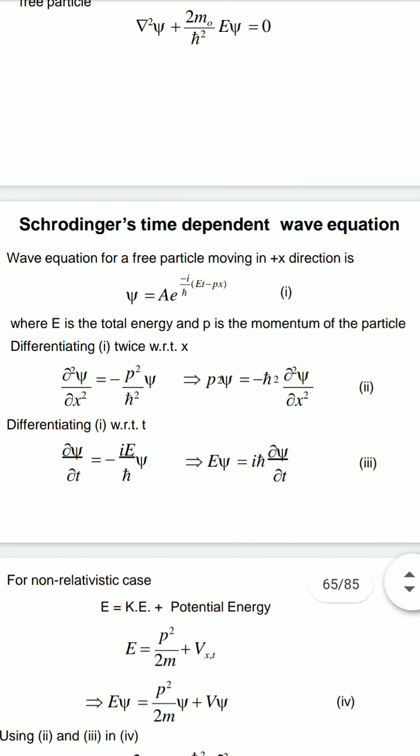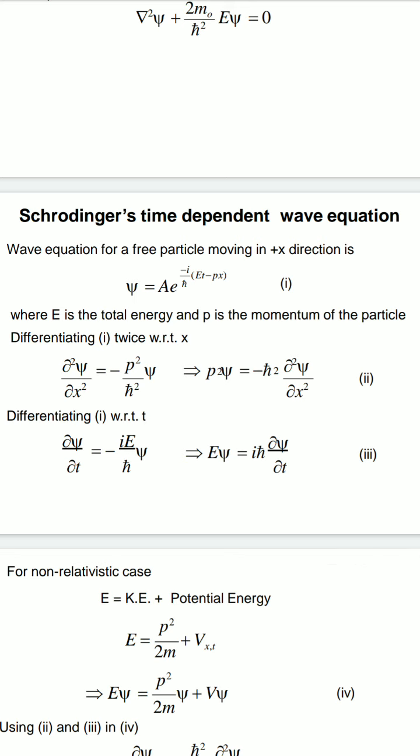Now let us do the differential of psi with respect to time. So del psi by del t, first derivative, will be minus i E by h cut into psi, isn't it? Minus i E by h cut is a constant which is coming with the time, so this can be taken out. Minus i E by h cut into the same psi equation, A e raised to minus i by h cut (Et minus px). So you can write like that. Now rearranging, E psi is equal to i h cut del psi by del t.